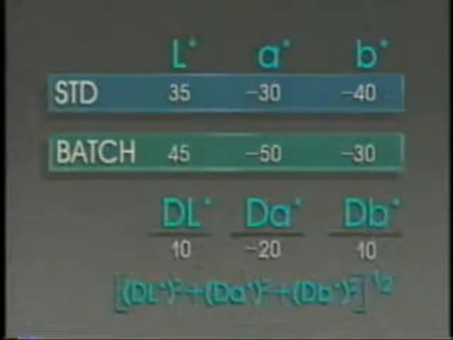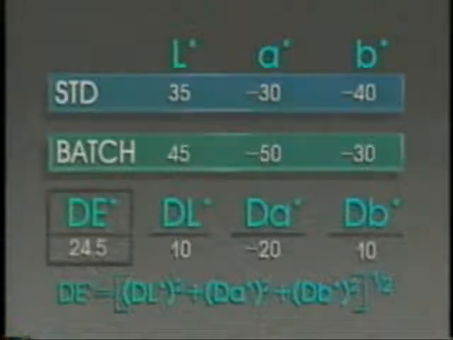A color difference equation uses delta L, delta A, and delta B to calculate the total color difference between the standard and the batch. This total color difference is called delta E and is represented by the symbol dE star. Delta E represents a single value for the total color difference between a standard and a batch. If we attempt to use delta E to establish a single tolerance or set of limits for color approval, however, it presents certain problems.